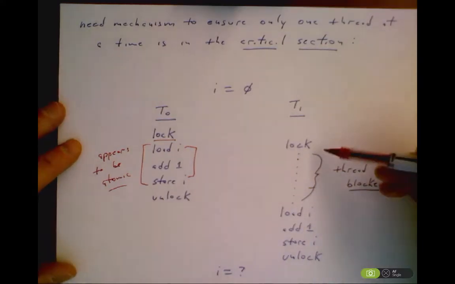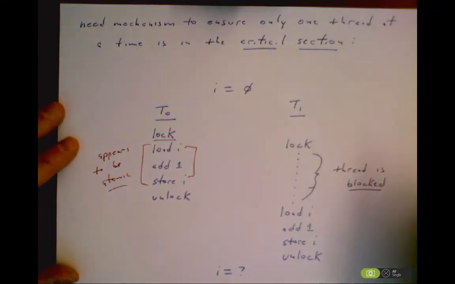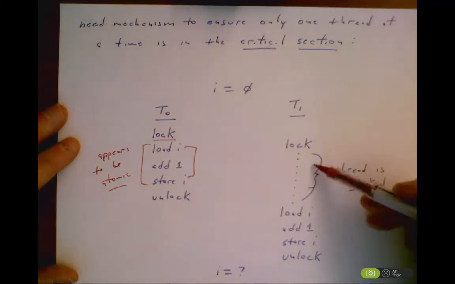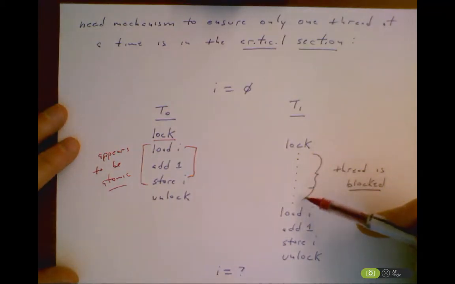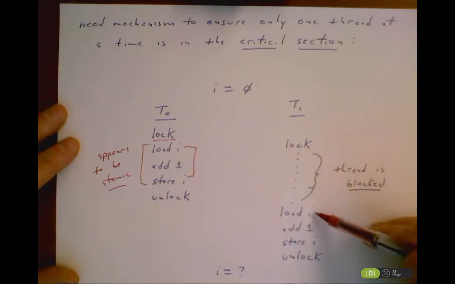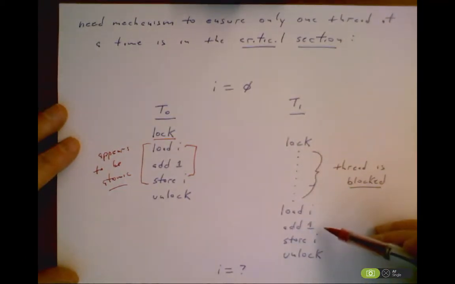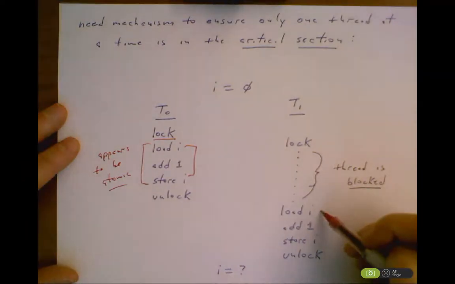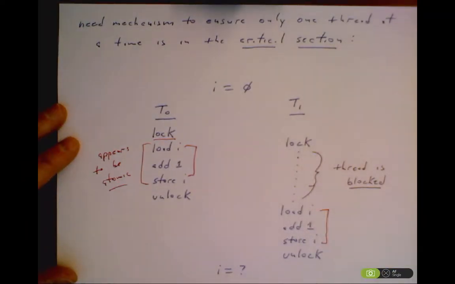Notice what happens to thread 1. Thread 1 comes along a little bit later and tries to do a lock. It can't get the lock, so it gets blocked, is the terminology we use. It has to wait. It's blocked waiting for the lock. So it just stalls out here, waits until the unlock happens, and now it gets the lock, and it can do the load I, the add 1, and the store I.